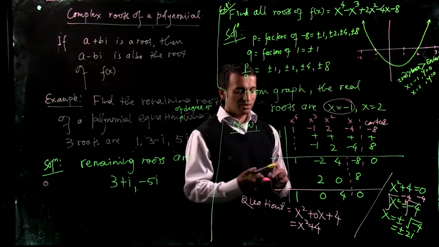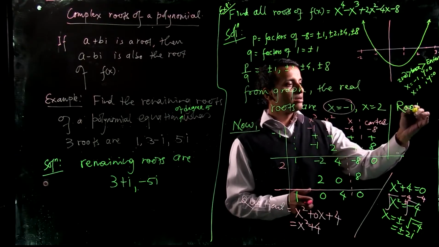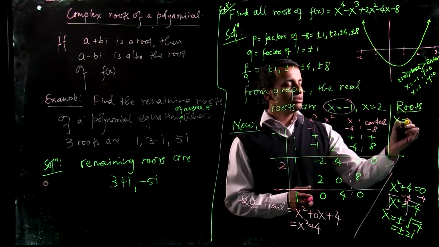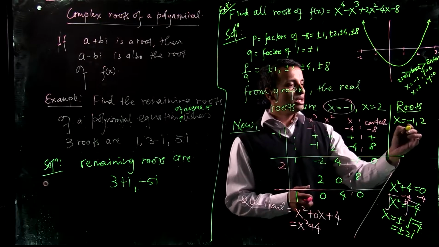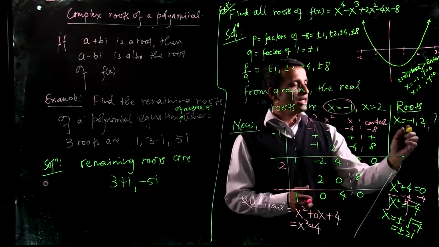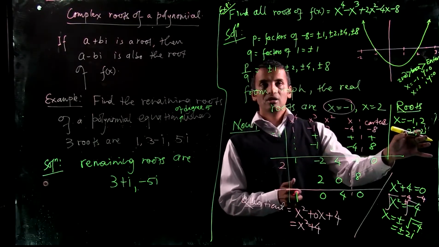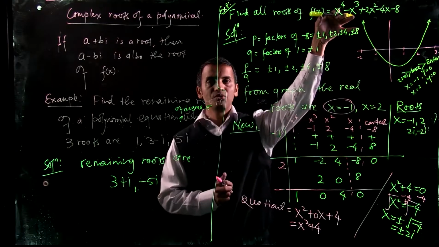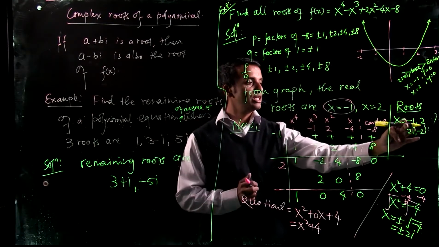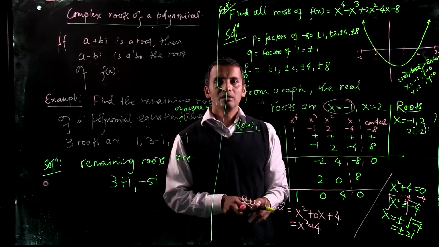So what are the roots then? What is the final answer then? So the total roots are x equals negative 1, 2, and then 2i, and then minus 2i. So there are 4 roots, right? This is degree 4, so there will be 4 roots, and we found all those 4 roots: negative 1, 2, 2i, and negative 2i. Okay, thank you guys.